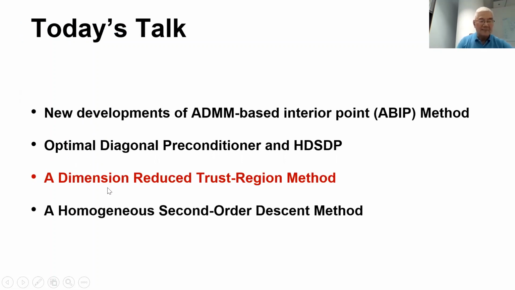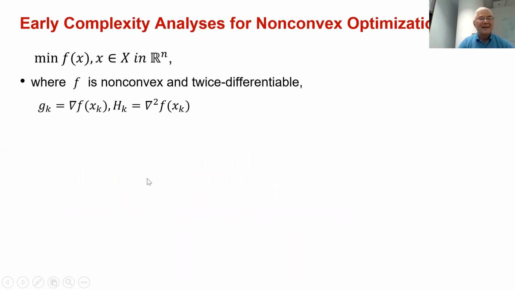Okay, so now I'm going to have to go very quickly. I really want to talk about this dimension-reduced trust region method at a very, very high level. I'm going very fast. This is in the context of solving non-convex, unconstrained optimization problems. Suppose I solve these optimization problems, which I assume are non-convex but twice differentiable.